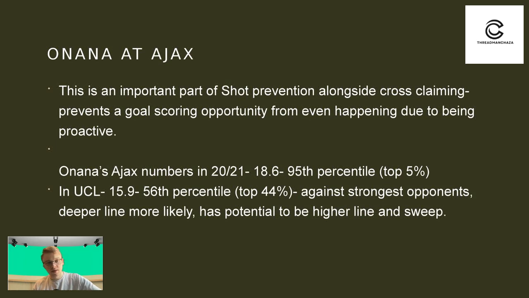So Onana's Ajax numbers: in the Eredivisie, he was in the top 5% in 2021, and then in the Champions League, even when you're playing against top opponents, he was still in the top 44%. So he was still up there, doing it on a decent level for Ajax against very difficult opponents in the Champions League. And obviously, against the stronger opponents, you might more often play a deeper line.